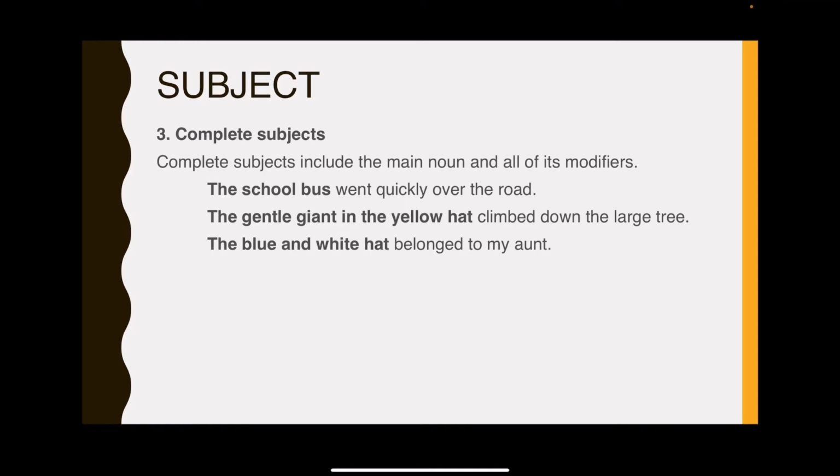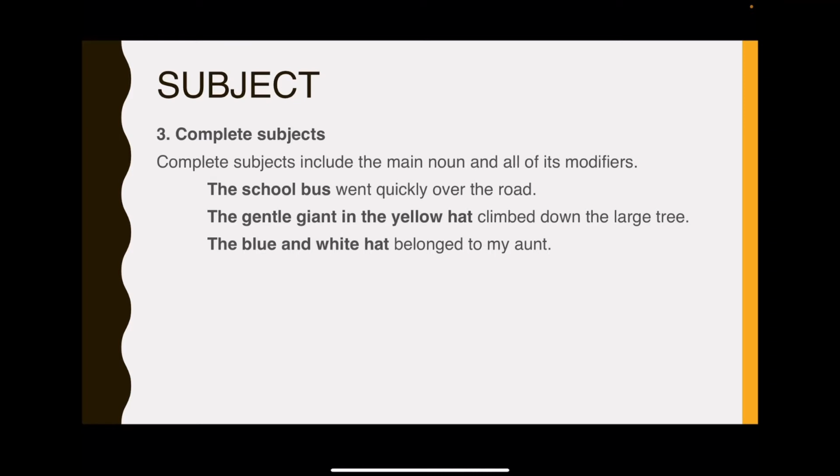Okay, next one. The gentle giant in the yellow hat climbed down the large tree. So this is a noun phrase, the gentle giant in the yellow hat. You can see that the head word of this noun phrase is the word giant, but it's used with many modifiers, that is the gentle and in the yellow hat. So in this case, it's not just the simple subject anymore. It can be the simple subject in case we only have the giant climbed down the large tree. In that case, that is the simple subject. But here is the complete subject.